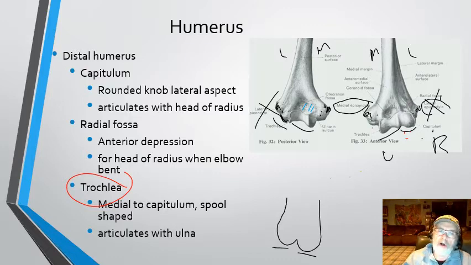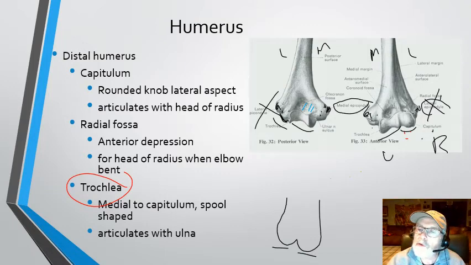Tennis elbow is also called lateral epicondylitis because as they're playing tennis and they pull their hand back, it tightens those muscles and they get a tendonitis right where the tendon attaches right here. Lateral epicondylitis, okay? And so that's why that's important.